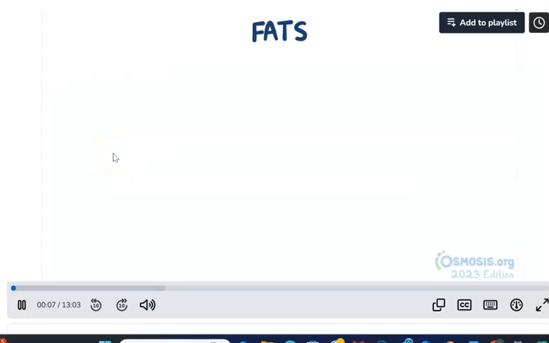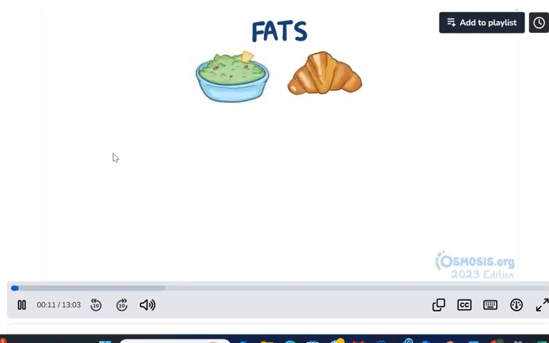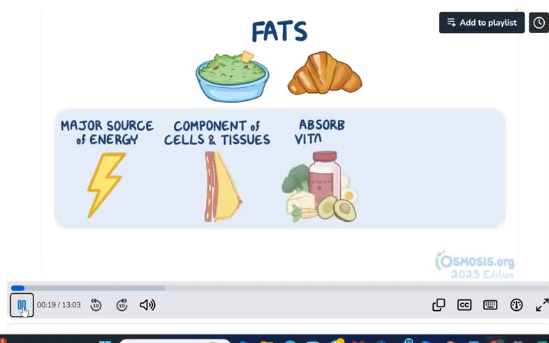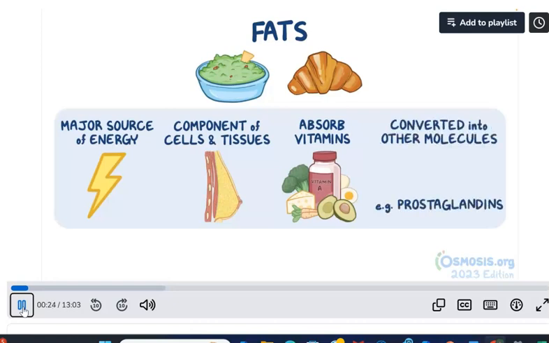They contribute to the taste and texture of foods, like the smoothness of guacamole and the flakiness of a croissant. Fats are also a major component of cells and tissues, and they also help absorb essential vitamins, and can be converted into other molecules like prostaglandins, which help cells communicate with each other.